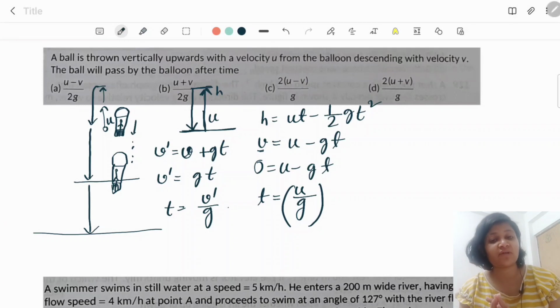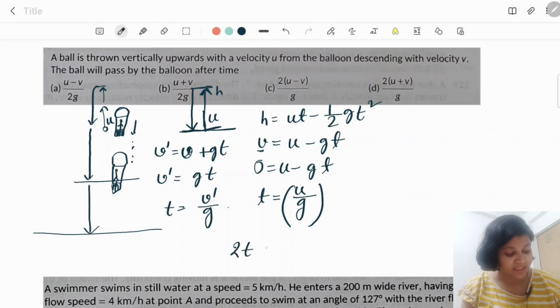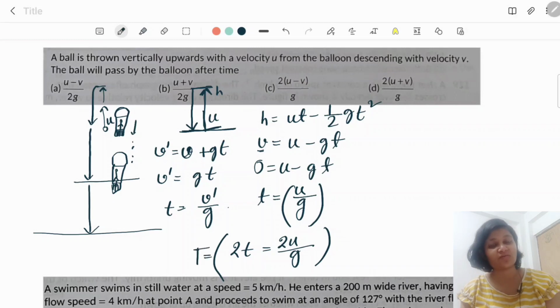So the total time of flight means the total time for which the ball is in the air. So it starts right from here when we throw the ball upward till the ball hits the ground. This time can be written as 2t, or 2u by g. This is called the time of flight.